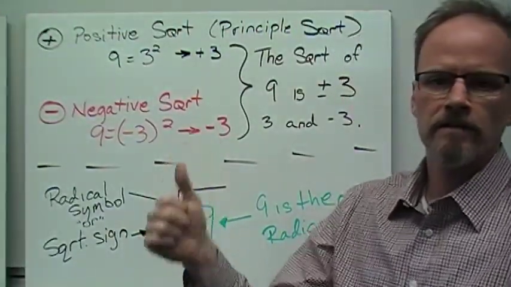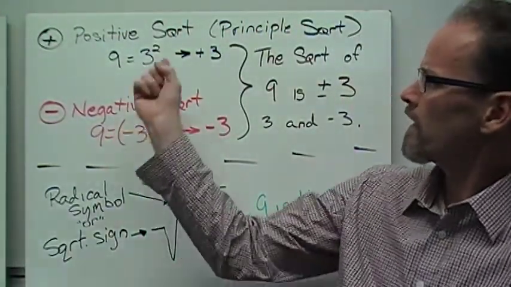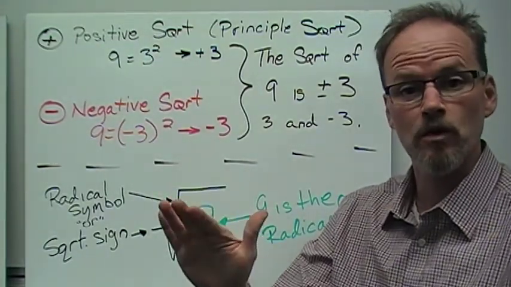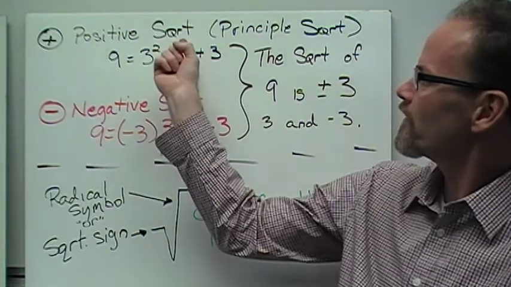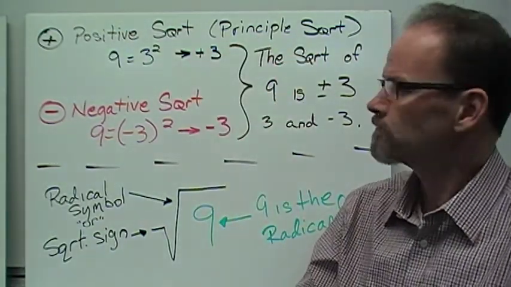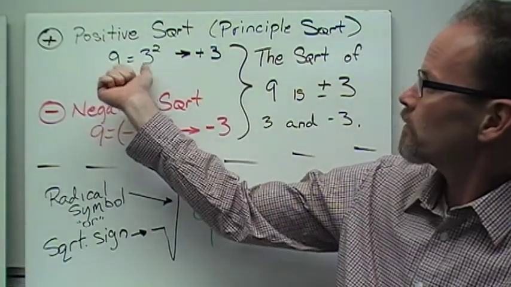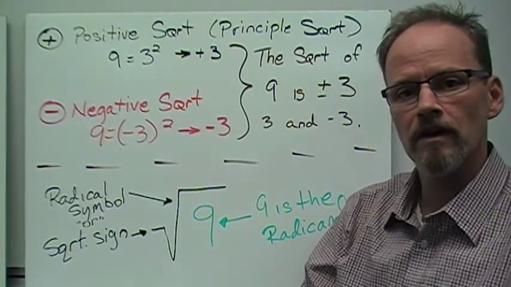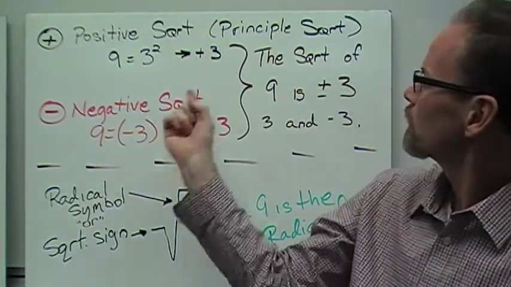The positive square root, and I'm going to abbreviate because I don't want to write square root a bunch of times, so it's just going to be squirt. The positive square root is also called the principal root. 9 equals 3 squared, which is positive 3 for the square root.